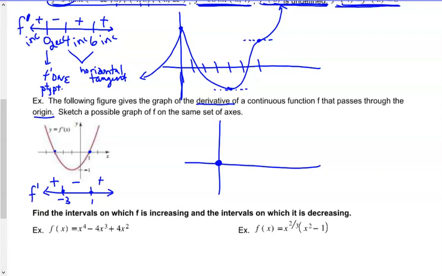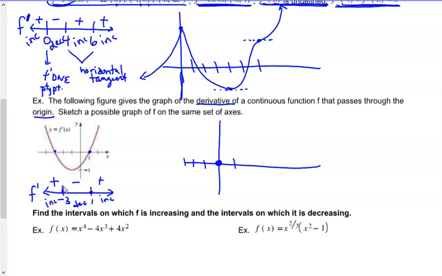So what does f prime tell me? F prime tells me increasing and decreasing. Since it's positive, it's increasing to the left of -3, then it's decreasing between -3 and 1, and it's increasing again from 1 to infinity. But the thing is, I've got to go through the origin, okay? So let's put in -3 and 1, because those are kind of important spots.